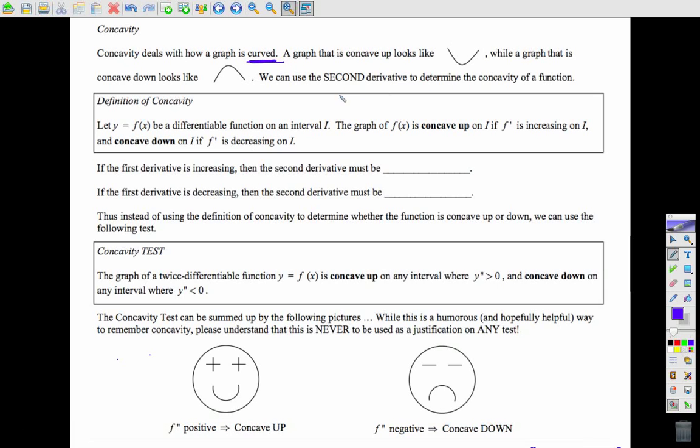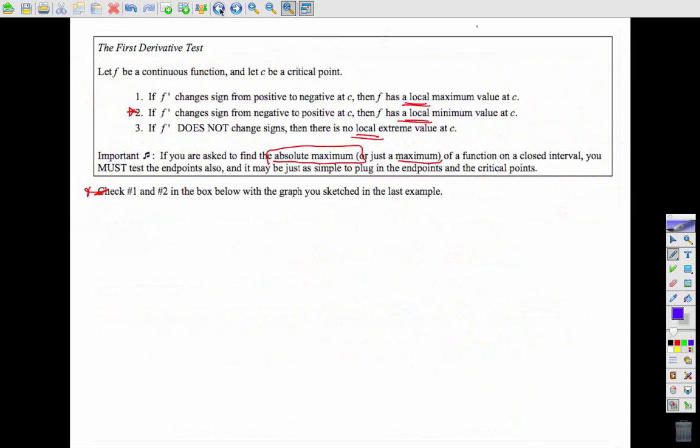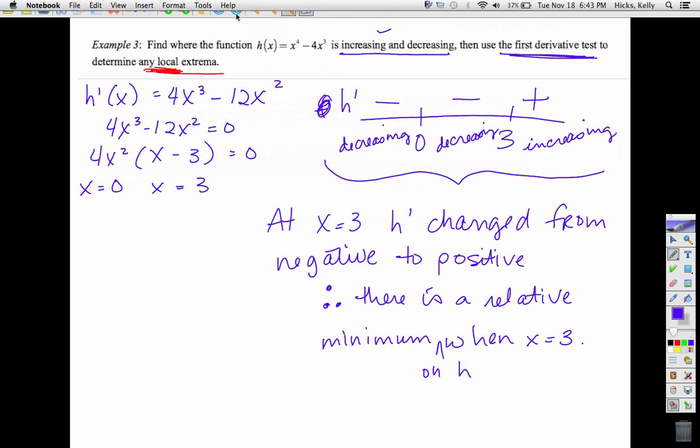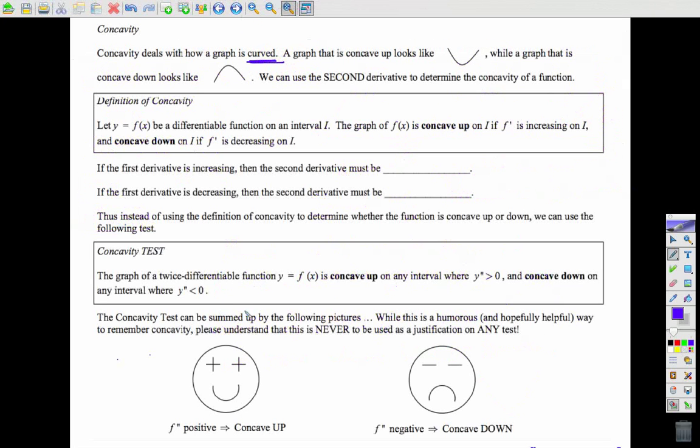All right, a graph that is concave up looks like this. It can hold water, while a graph that is concave down looks like this, a sad face or a hill or an umbrella. We can use the second derivative to determine the concavity of a function. Previously we had the first derivative test, which helped us determine when the function had a local maximum or a minimum. And now we can also use the second derivative test to determine concavity.